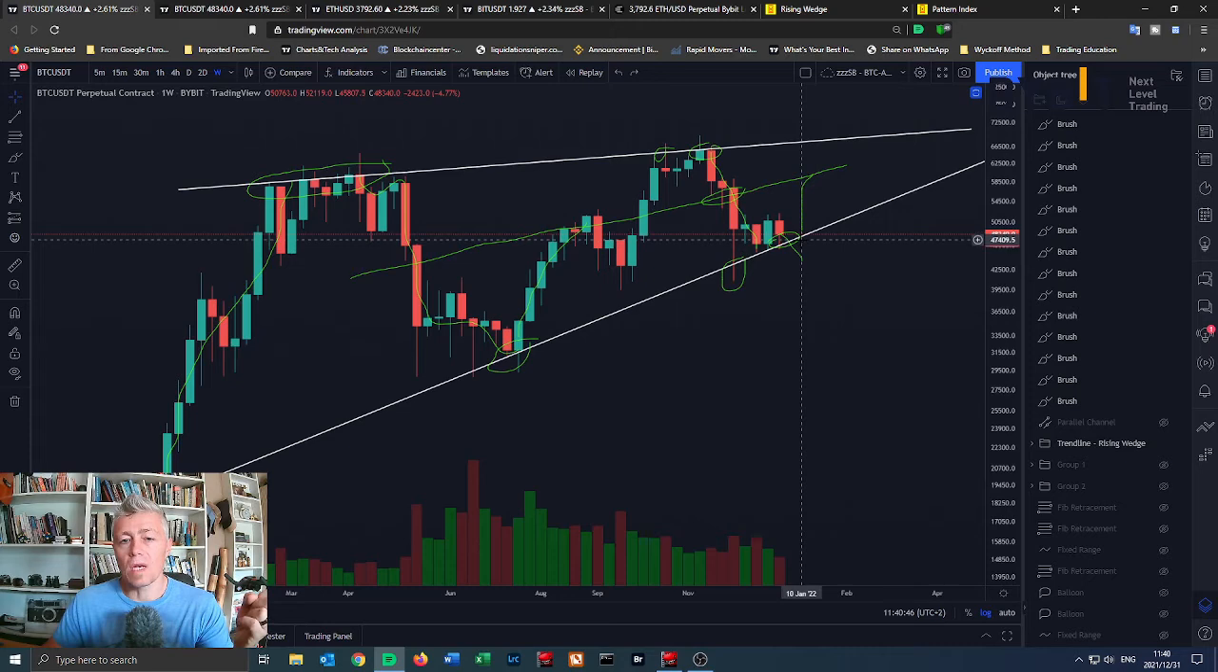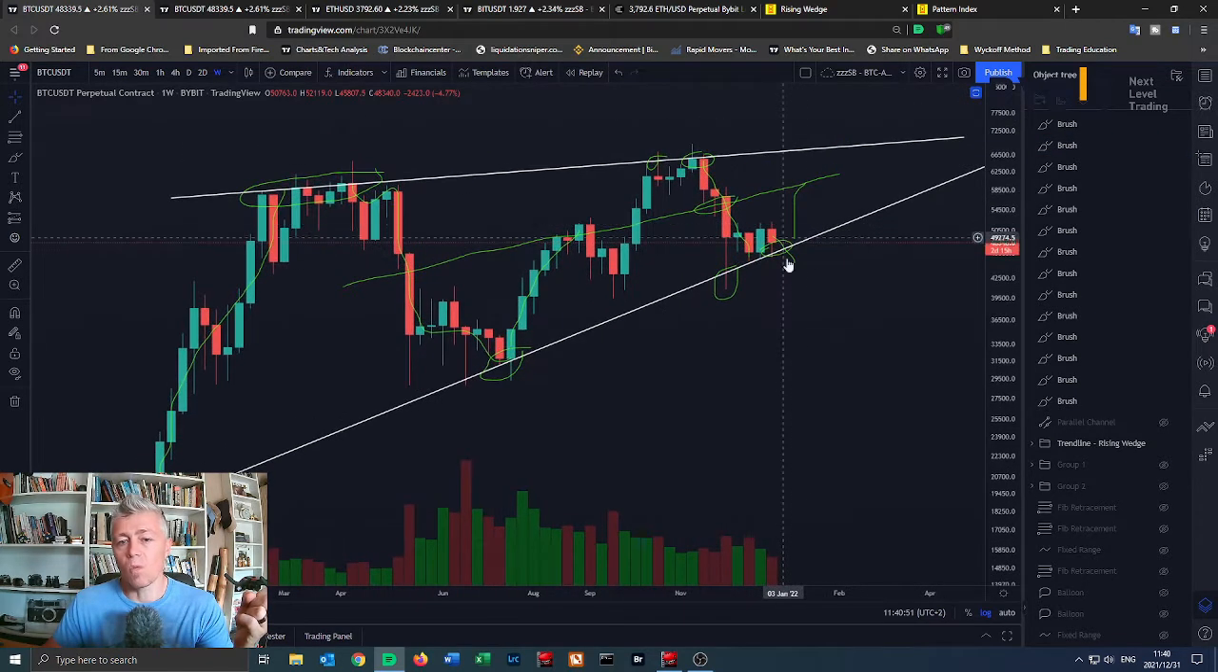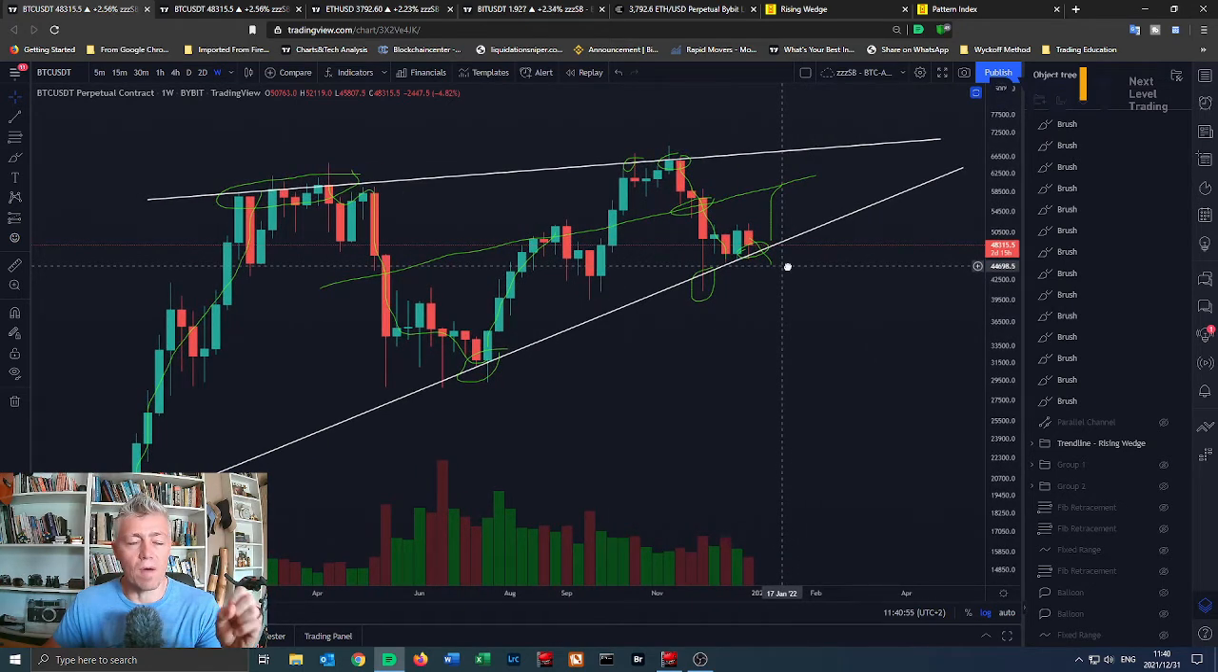So if you're going to trade the bounce and go long at this point, then I would suggest you place your stops just below, as I said, around about the 45,000 mark, or at the point where your risk management level will allow. That is where I would place it. Again, not financial advice. Do your own research and make sure you have stop losses in place.